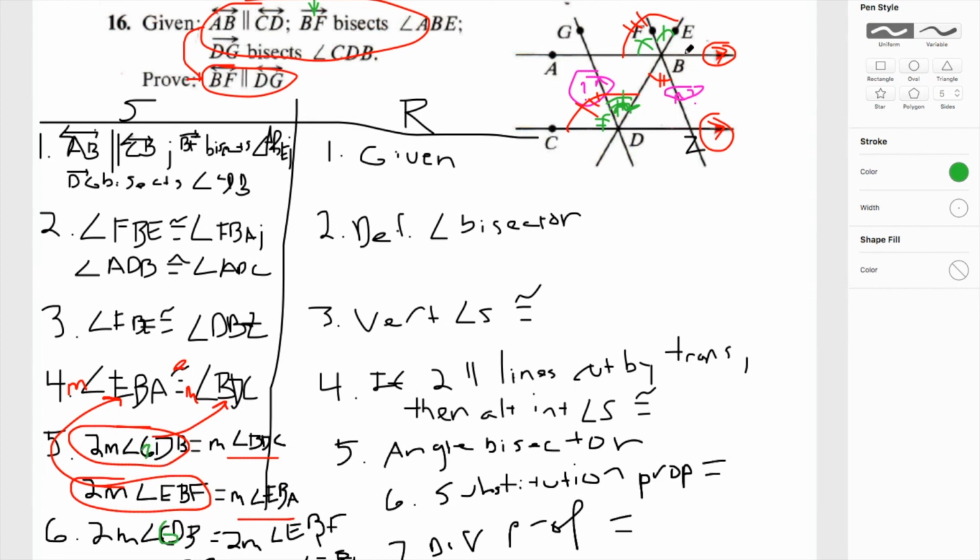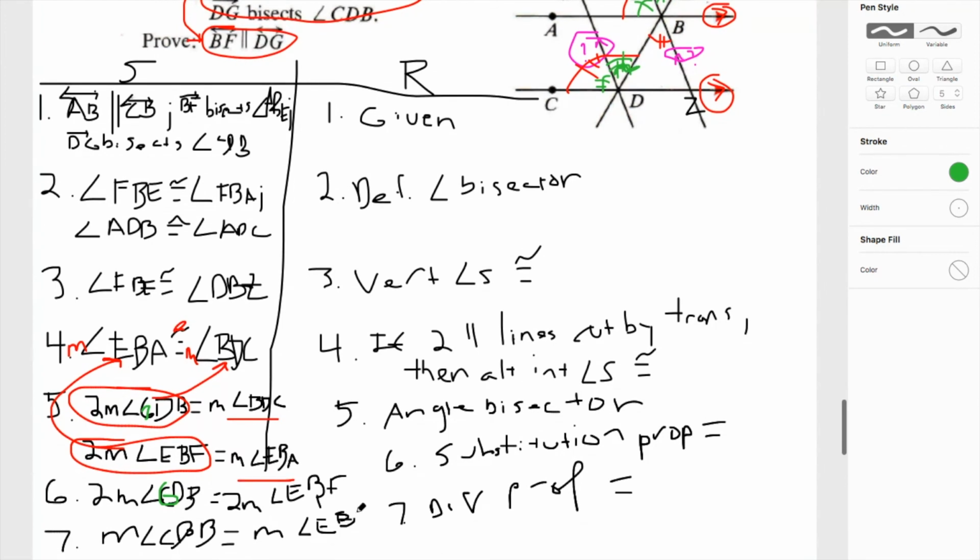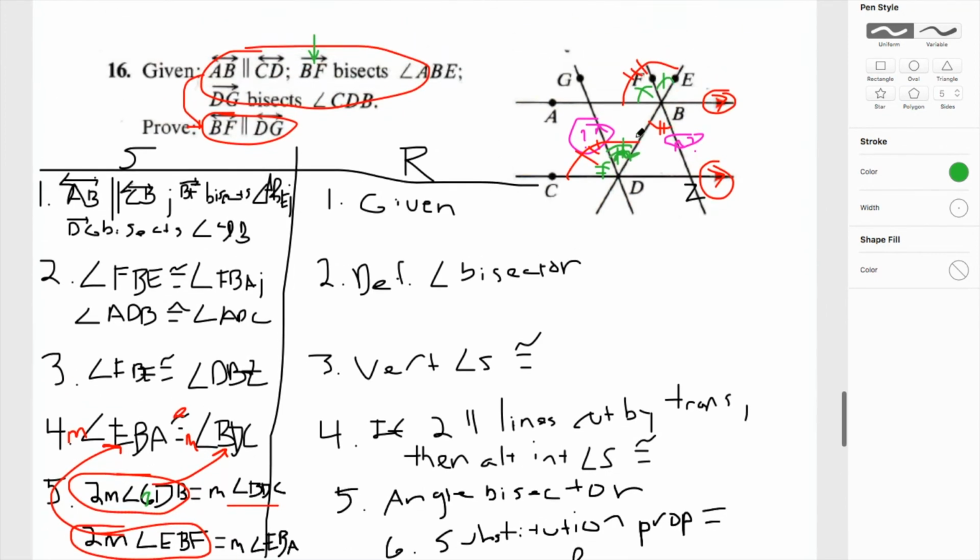So GDB, this angle right here, is equal to the measure of angle EBF, right? EBF. And I didn't put the F there. So we know that those 2 angles are congruent. And earlier we said that these 2 angles are congruent. Okay, so this angle is congruent to that angle, and that angle is congruent to that angle. So now we have 3 angles.